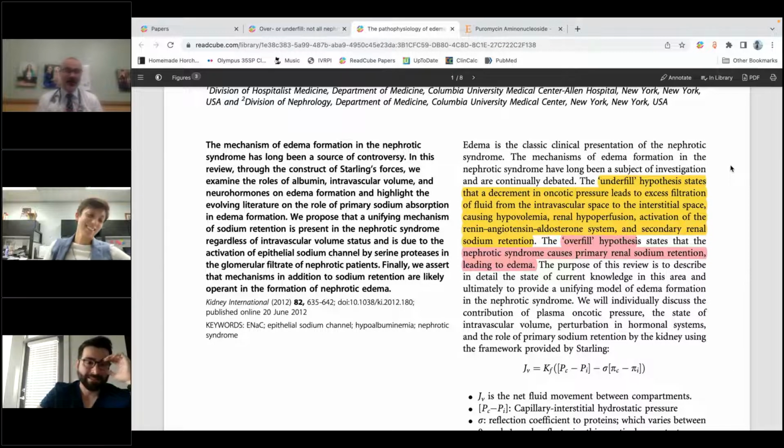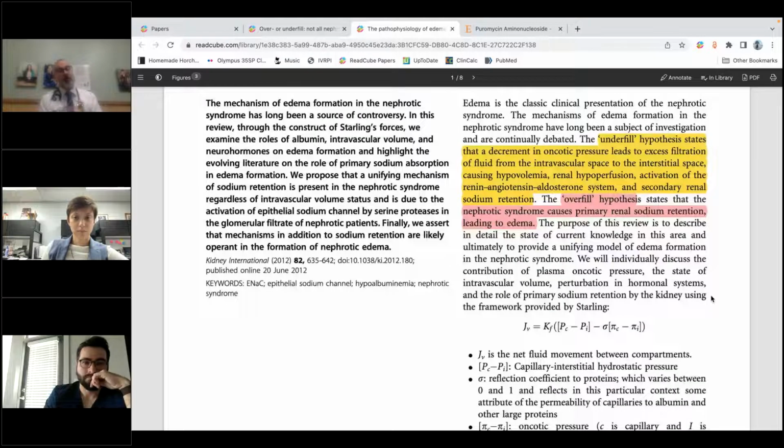Yeah, so I was the same way. Underfill was what was taught, and it wasn't until I started reading through Rose and Brenner and Rector that I really even had encountered this overfill hypothesis. And the overfill hypothesis is that we have a primary renal sodium retention, and that leads to volume expansion and edema. And that had been recognized even before patients became hypoalbuminemic.